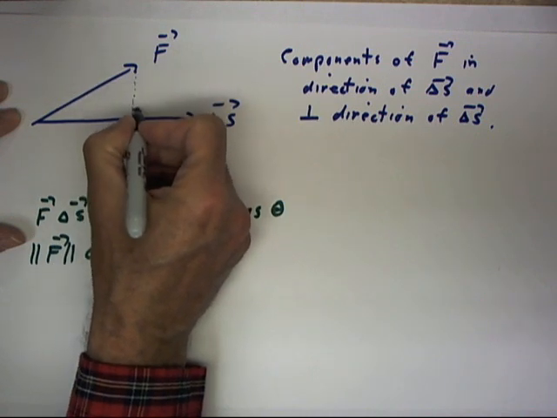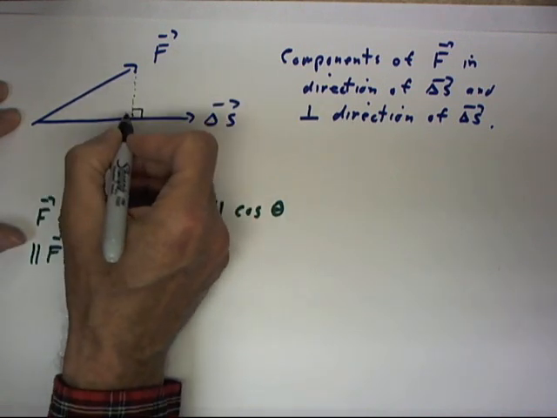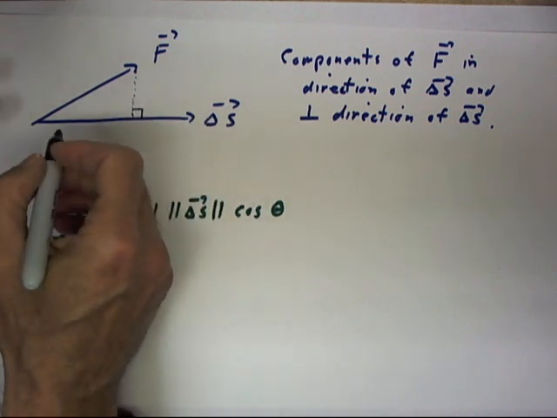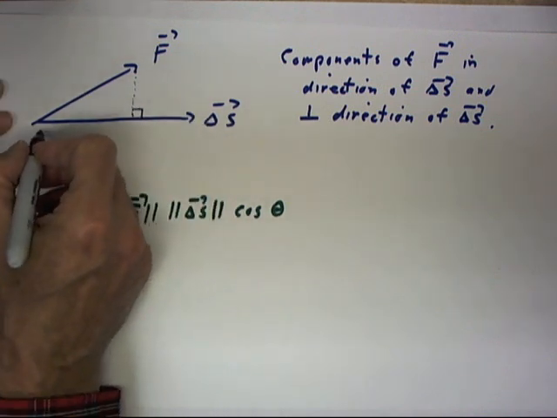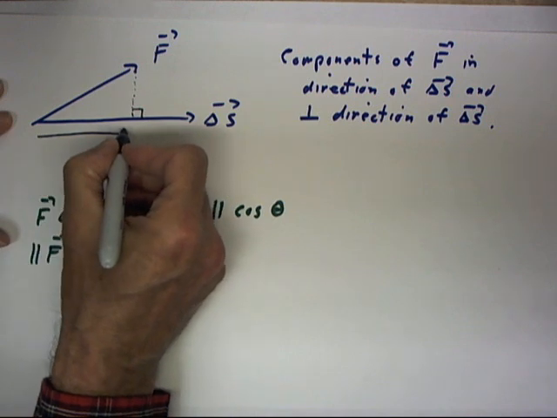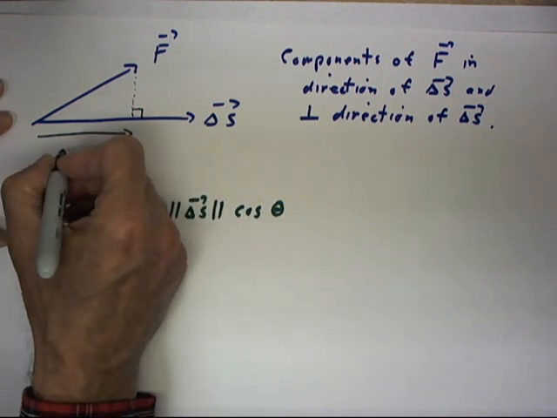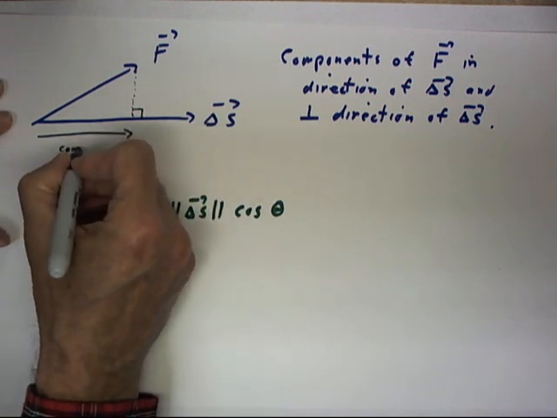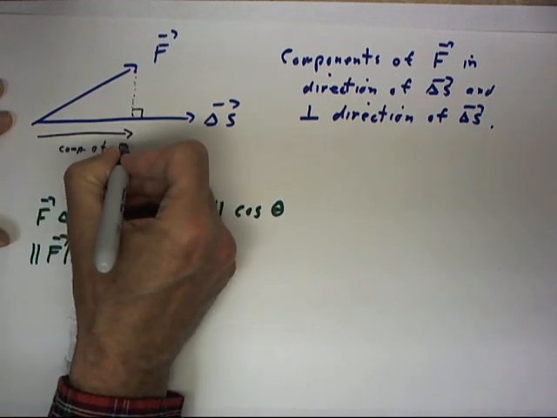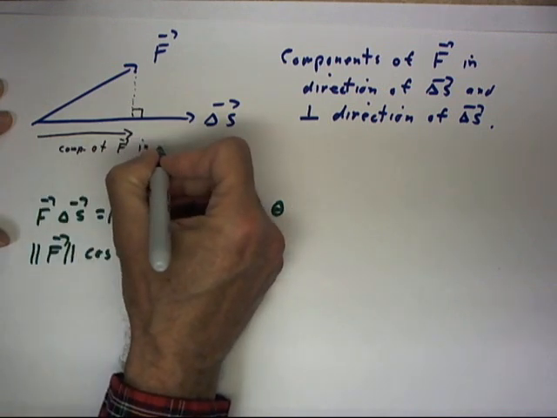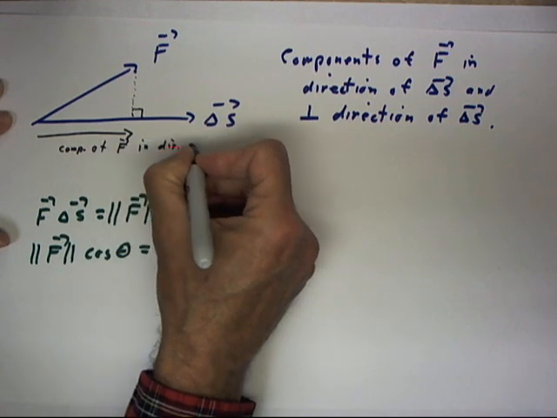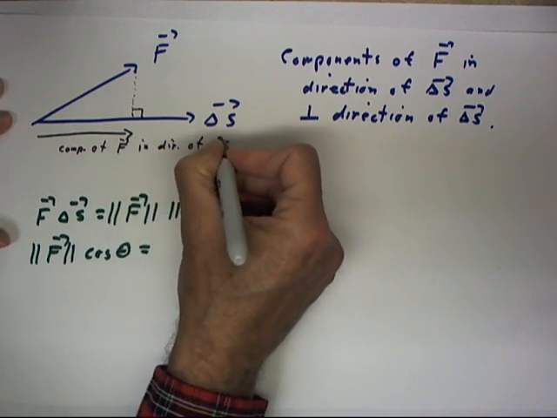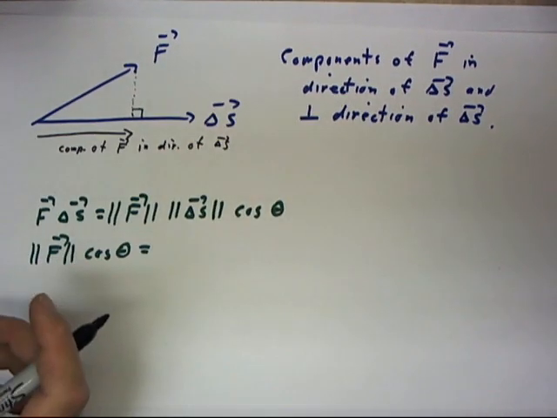sketch a projection line from F down to delta S at a perpendicular, and this vector from here to here is going to be the component of F in the direction of delta S.